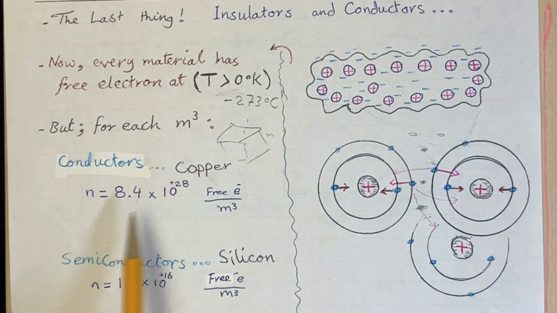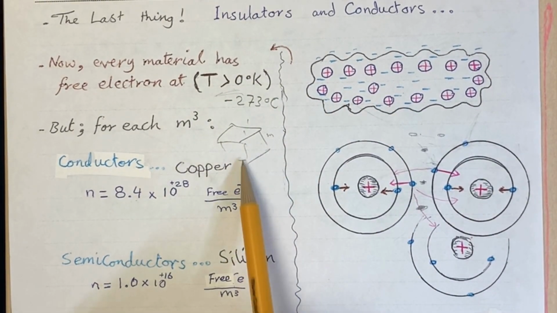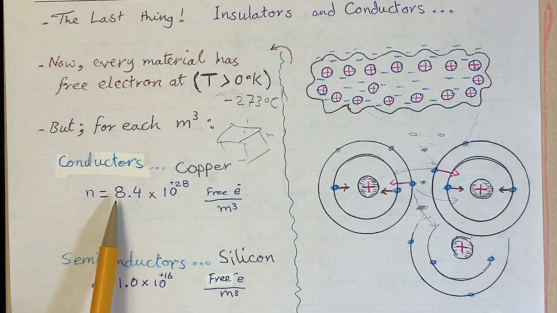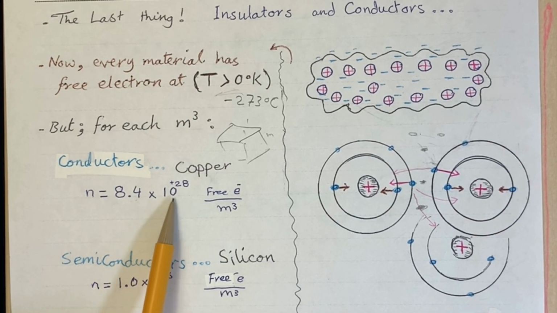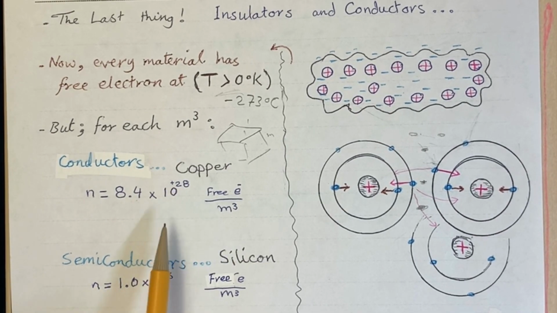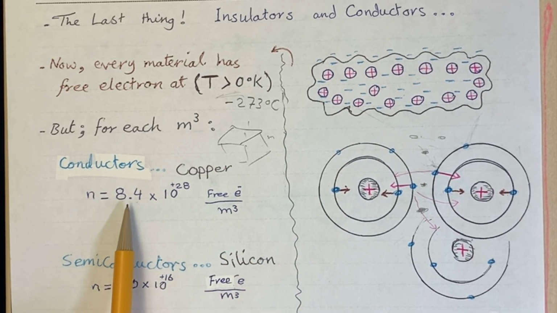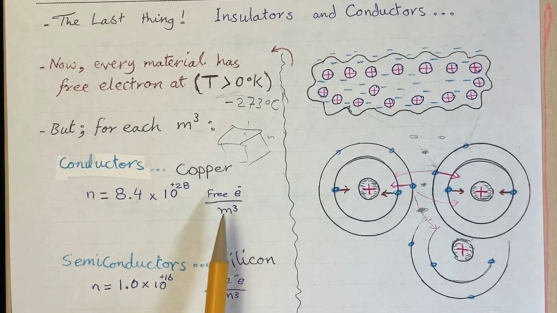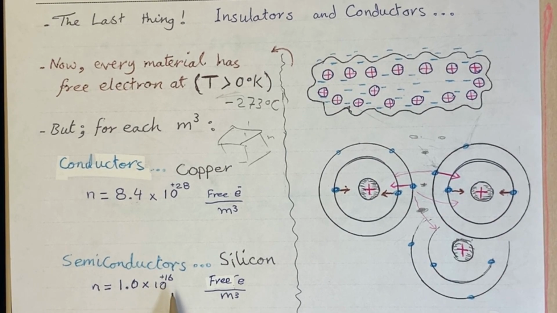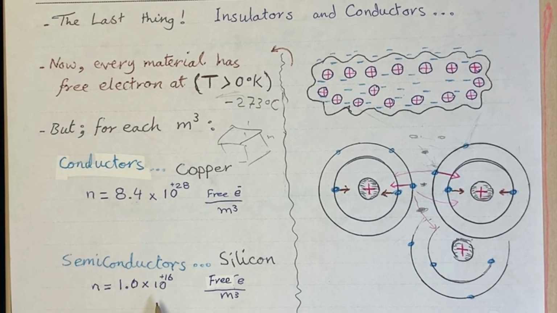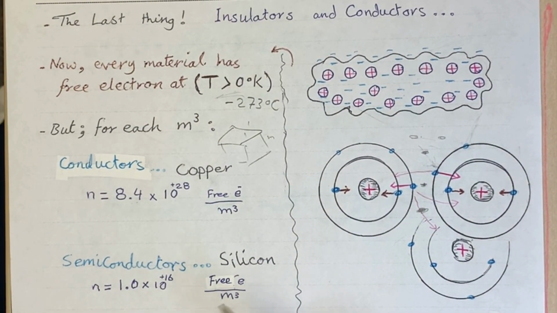For copper, for example, the number of free electrons inside 1 cubic meter equals 8.4 times 10 to the positive 28. This means we have 28 zeros following this number, which is a very huge number of free electrons inside 1 cubic meter. For silicon, which is a semiconductor like carbon, we have a number times 10 to the positive 16. It's a big number, but it is not a huge number. So this material is a semiconductor material.